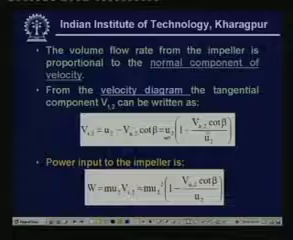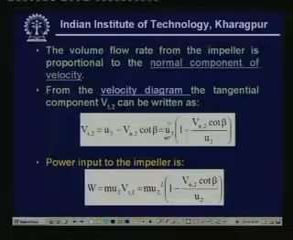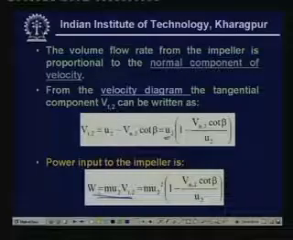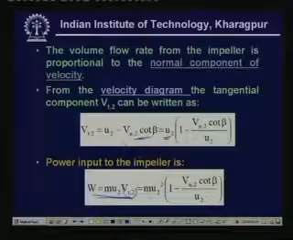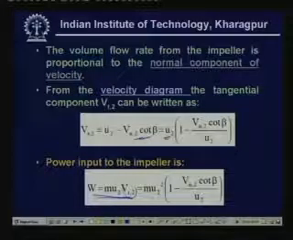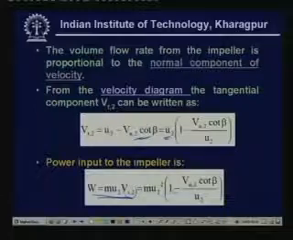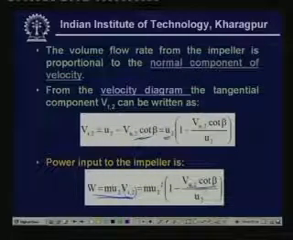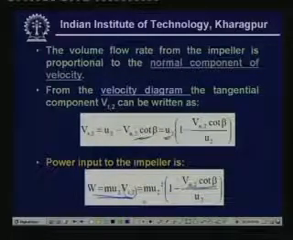Now you substitute this expression in the expression for power input. We had the expression for power input like this. So we are writing power input as m into U2 into Vt2, and for Vt2 we are substituting this expression. So finally this becomes m into U2 square multiplied by 1 minus Vn2 cot beta divided by U2. The objective of this is to finally correlate the power input and the pressure rise to the geometry of the impeller and the impeller speed. That is why we are doing these manipulations.